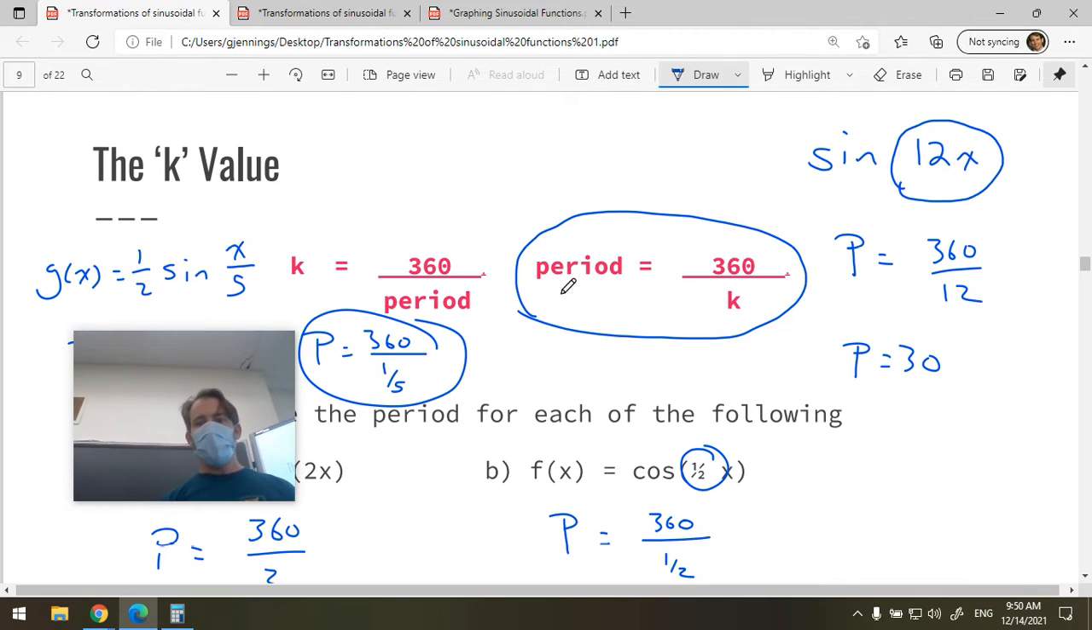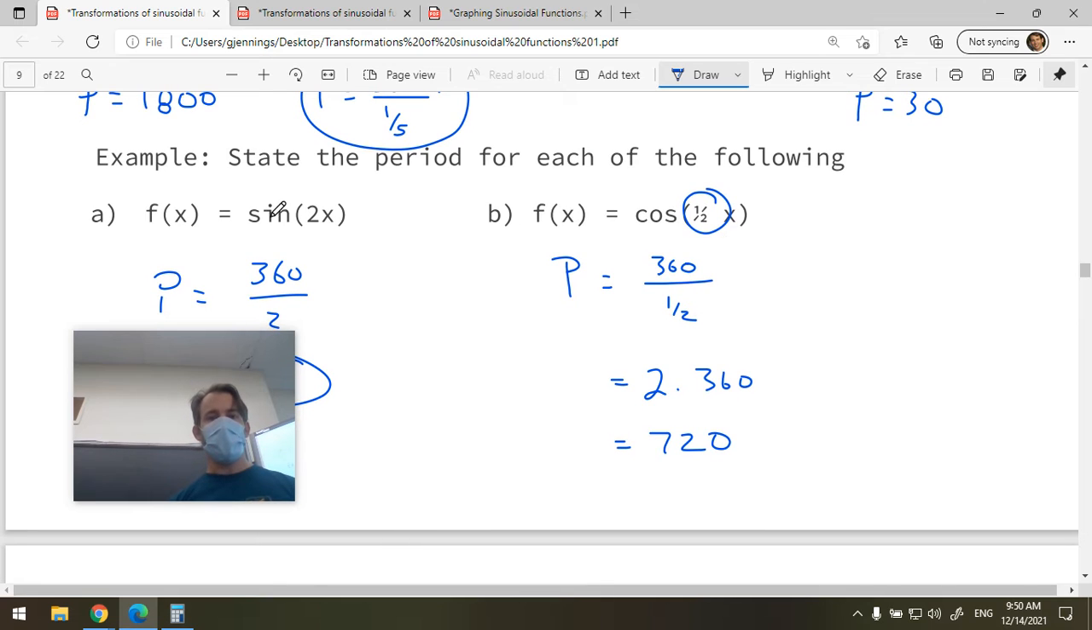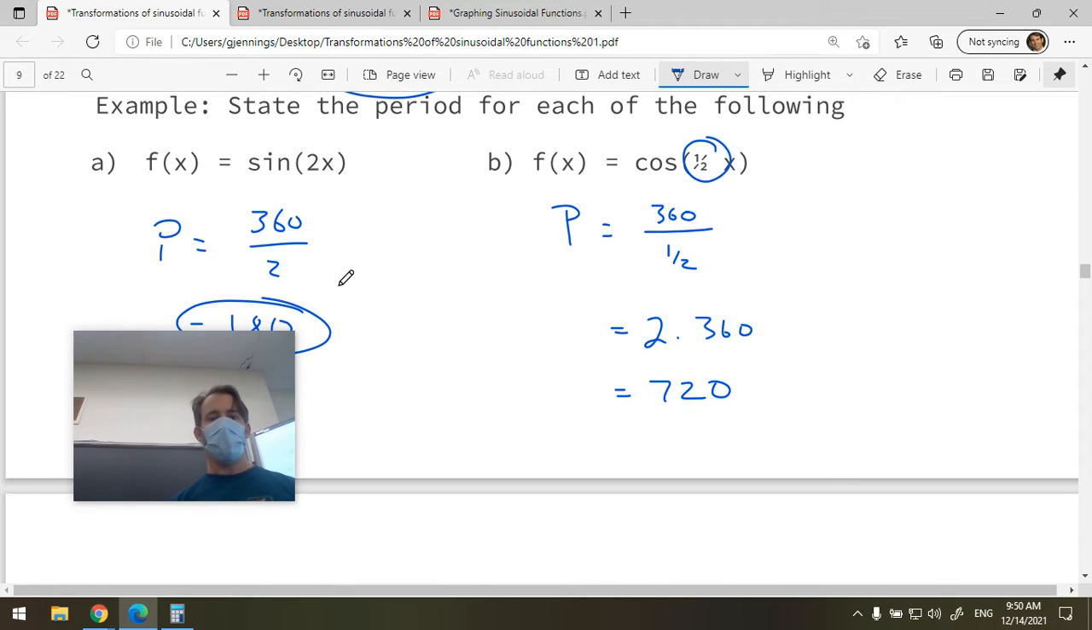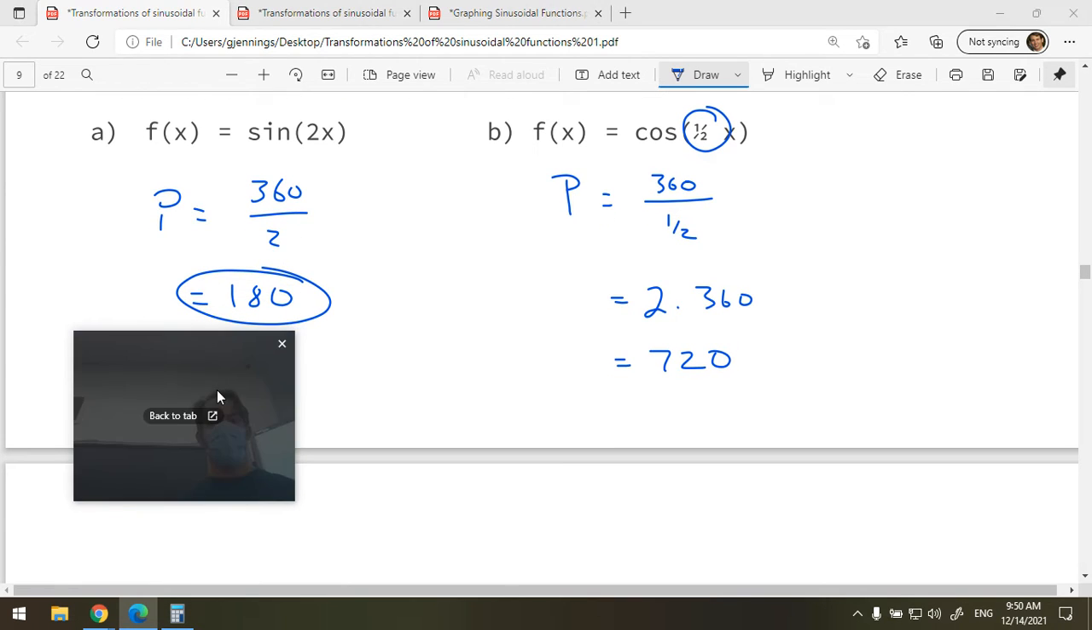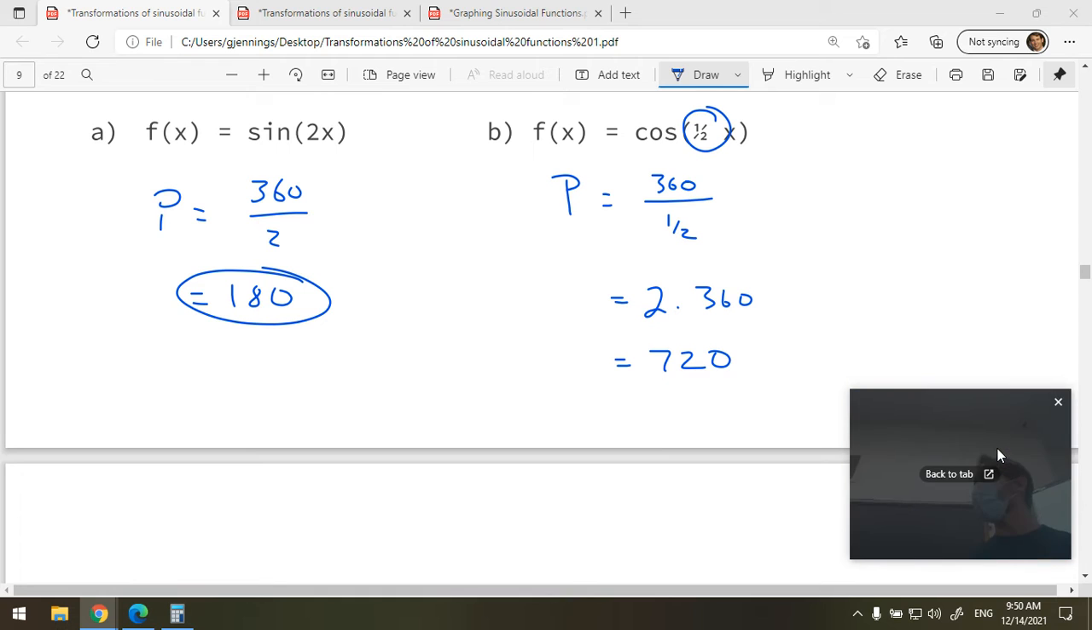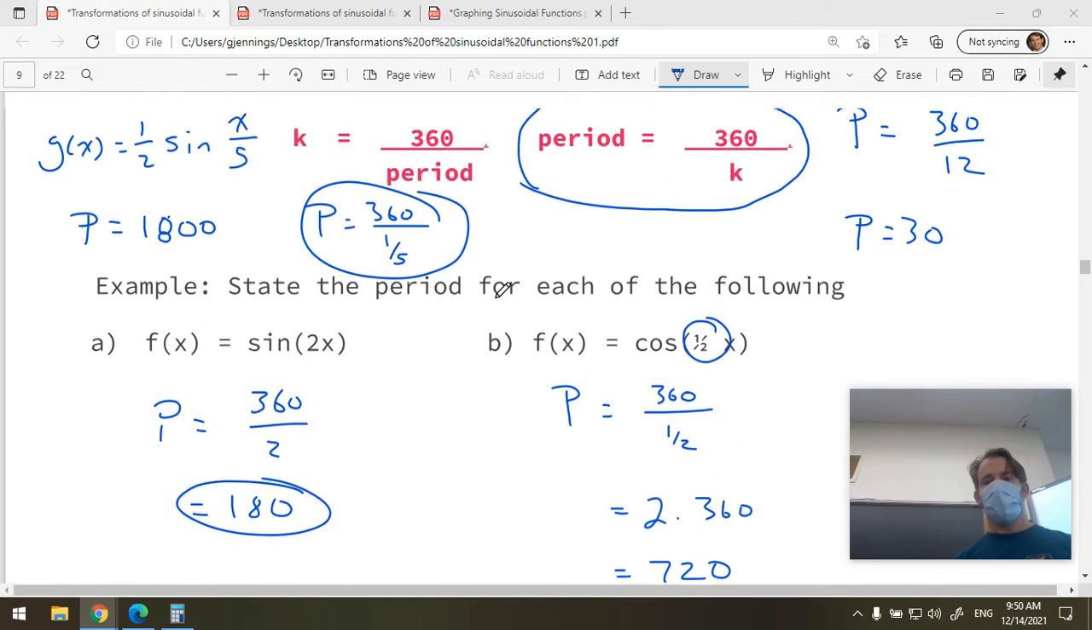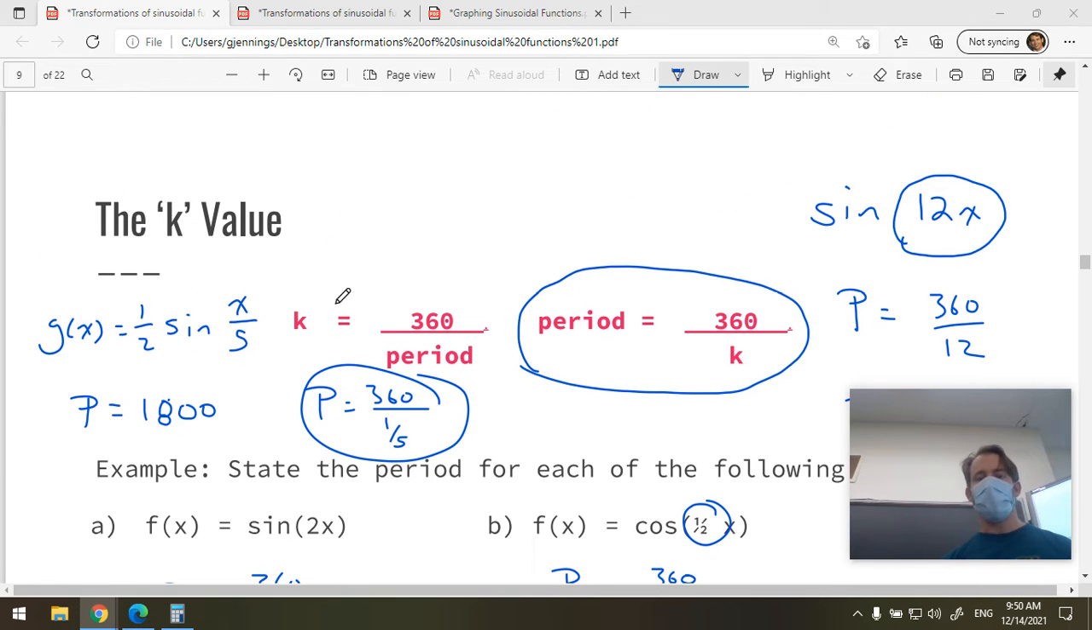Okay? I can also use the reverse of this, where I multiply both sides by the period and divide both sides by k. This formula here, if I want to look at a function and say, what is its period? So if we have a function like sine 2x, well, I use that formula. I say the period is going to be 360 divided by 2. The period would be 180 for that function. So these are the two formulas that you can use either to find k, given you want the period to be something.